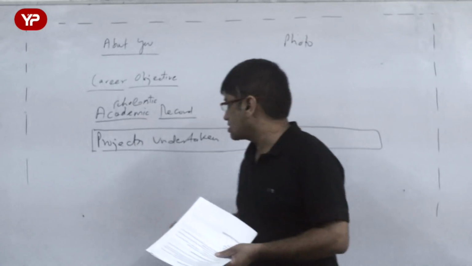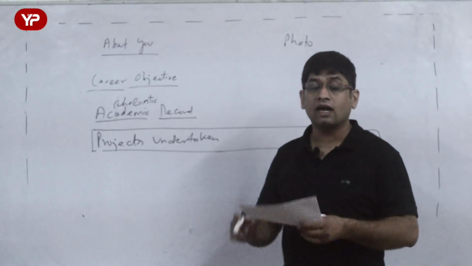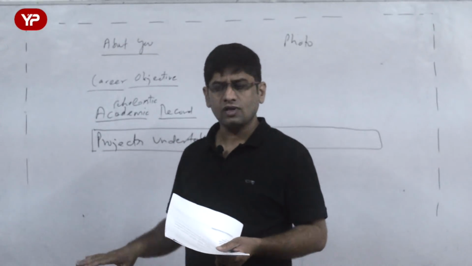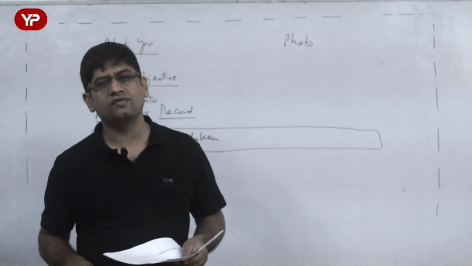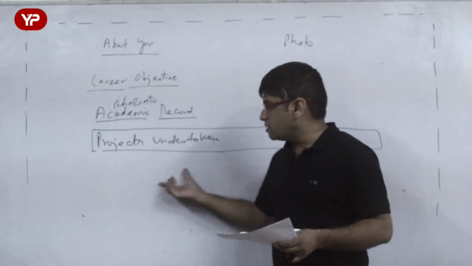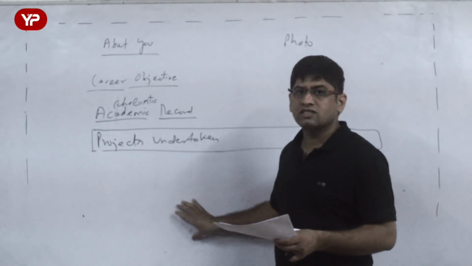Many times students ask, sir, how many projects should we write in the resume and up to what detail? My answer is you should write 2 to 3 projects. You need not write many. If you have done a minor project and a major project, you can write 2 to 3 projects, and a little bit about each. So 2 to 3 lines can be added.